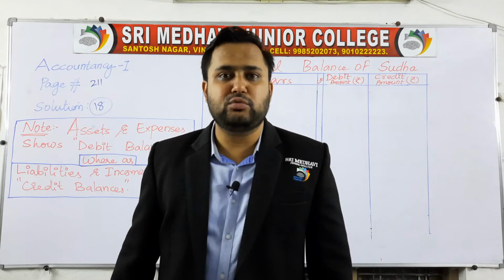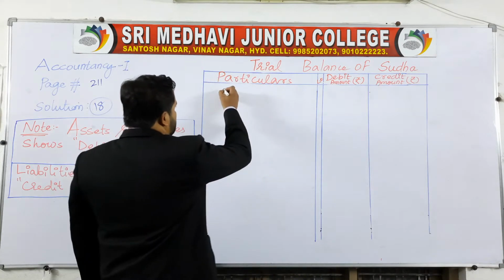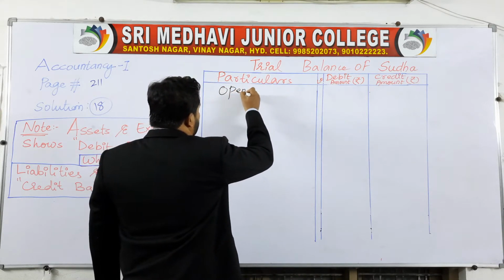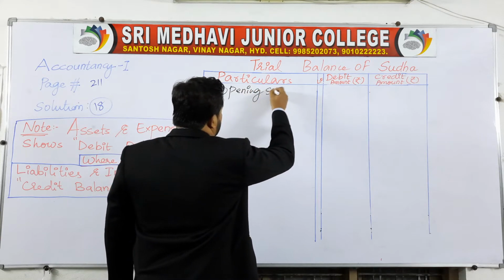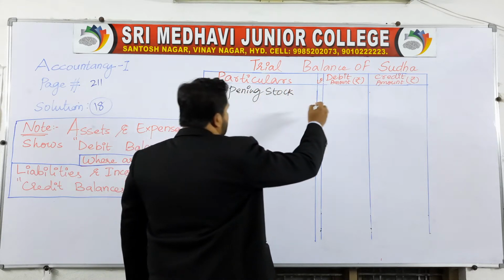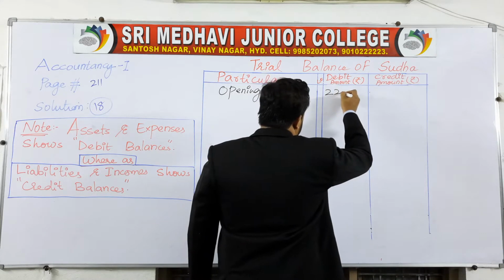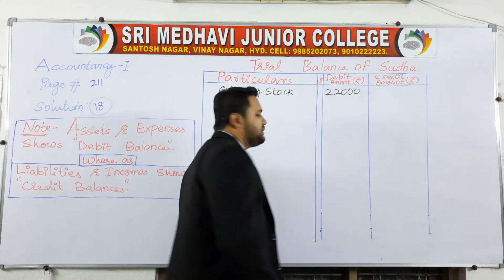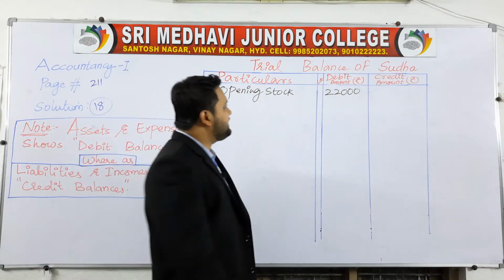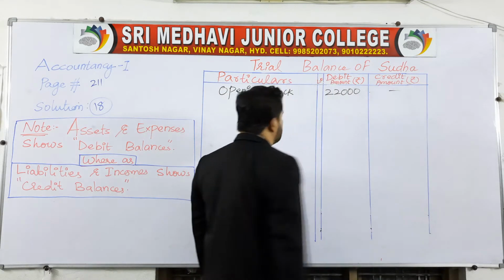Opening stock 22,000. Opening stock shows debit balance which comes under trading account debit side. So it shows the debit balance, that's why we are writing in the debit column 22,000 rupees.